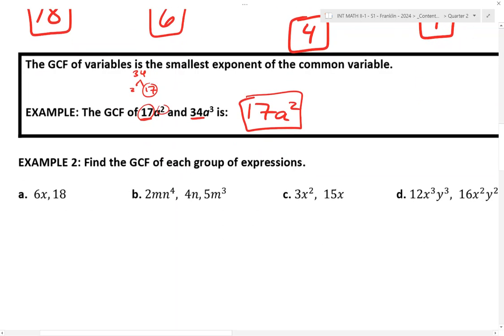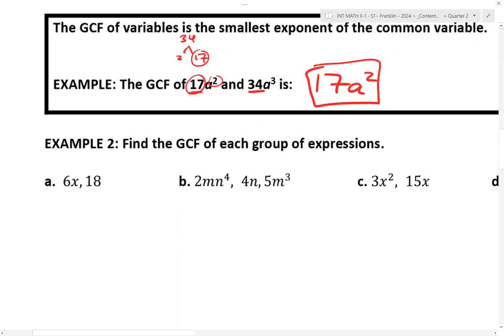Let's do that a few more times. So for example A, we have 6x and 18. So first do the coefficients, do the large numbers. We have 6 and 18. Well, I know that 6 goes into 18 because 18 divided by 3 is 6. Right? So I know 6 is my GCF there. They both do not have an x, just the 6 does, so we can't use x in our GCF, and that's just it there.